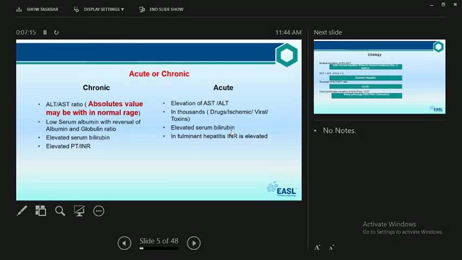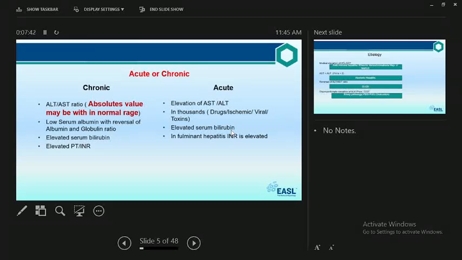We all know the serum albumin goes down. What is the reversal? Is it elevation of globulin with normal albumin, or is it normal globulin with reduction of albumin? Actually it is reduction of albumin with more or less normal globulins. That is the reversal. You can have normal albumin with elevated globulins. That is not reversal, because why?